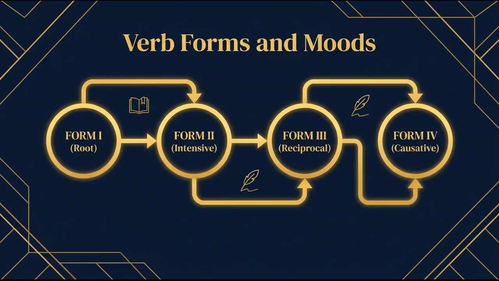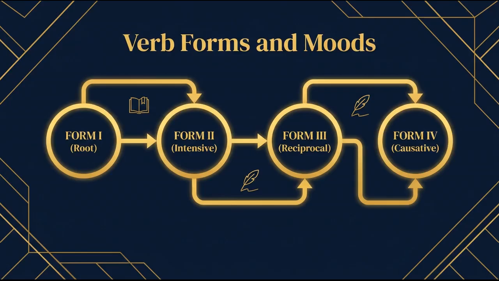Lesson 3. Verb Forms and Moods. Our final lesson focuses on Arabic verbs and their moods. The simple triliteral past tense is known as Form 1. For the root letters kaf-ta-ba, the Form 1 perfect is kataba, meaning he wrote.